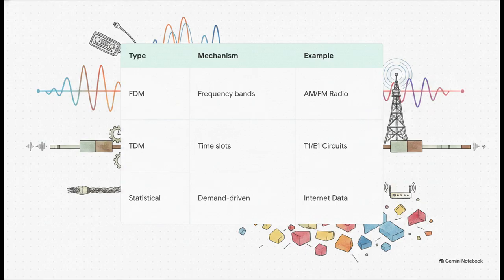Then there's time division, using repeating time slots in a bit stream, like classic T1 telephone circuits. And finally, statistical multiplexing, which uses demand-driven bandwidth allocation. This is exactly how your bursty, unpredictable internet data is handled today.